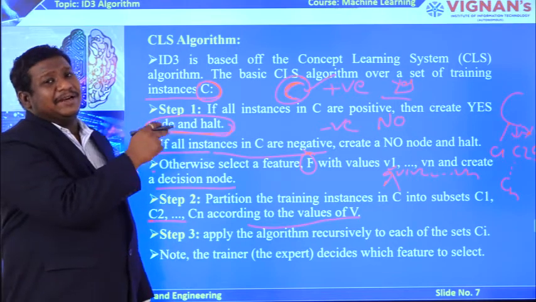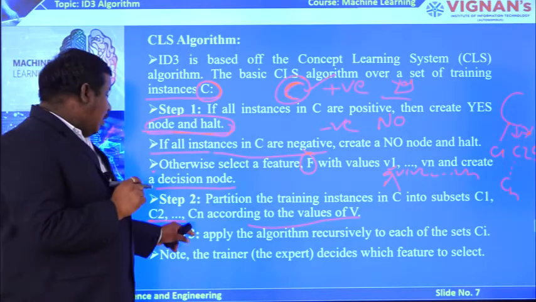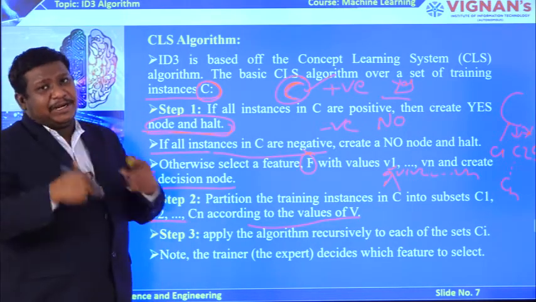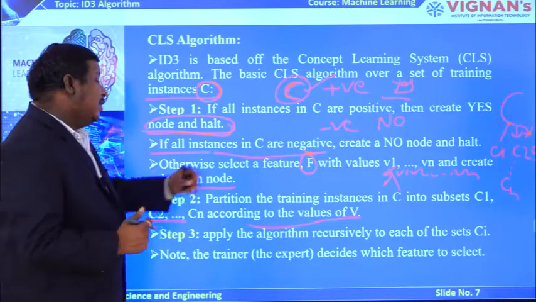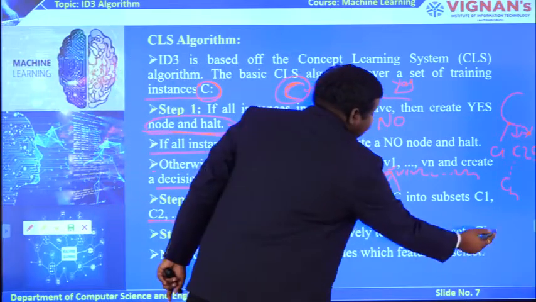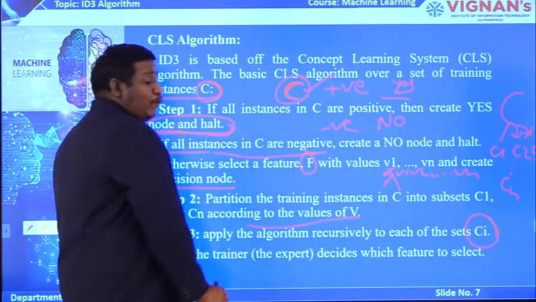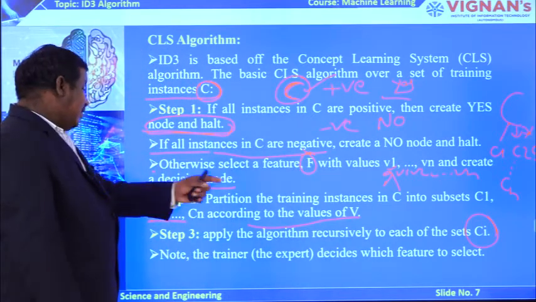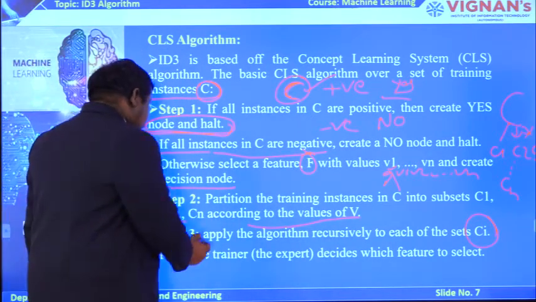So instead of C, we are taking Ci. Apply the algorithm recursively, that means repeatedly, to each of the sets Ci. So, we are applying it recursively on the sets. Note, this is the algorithm.